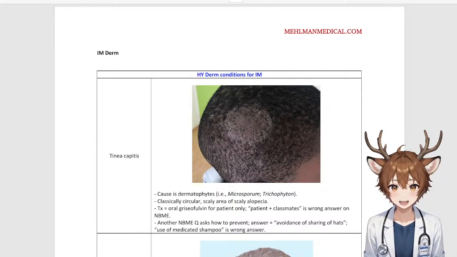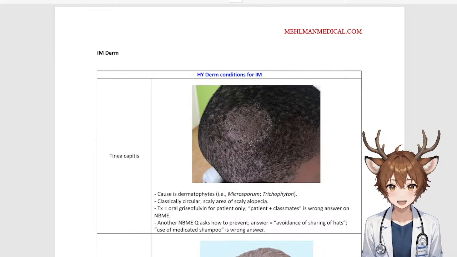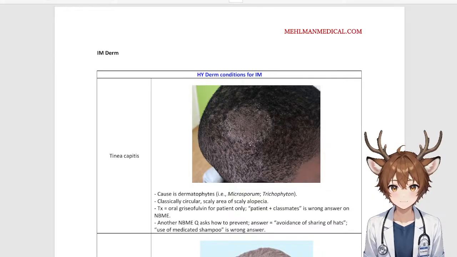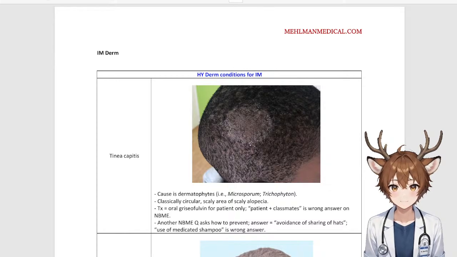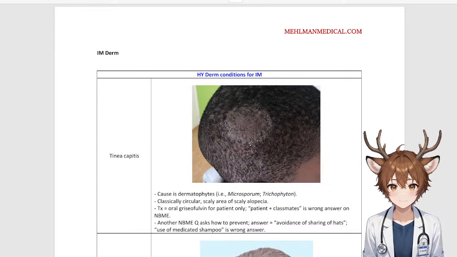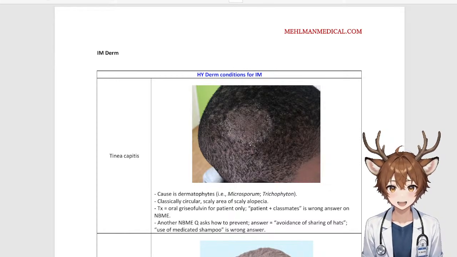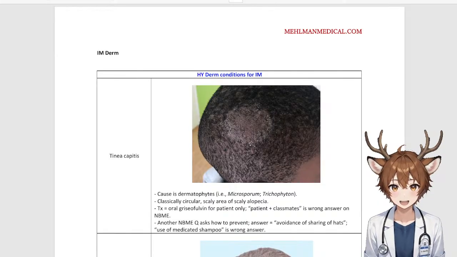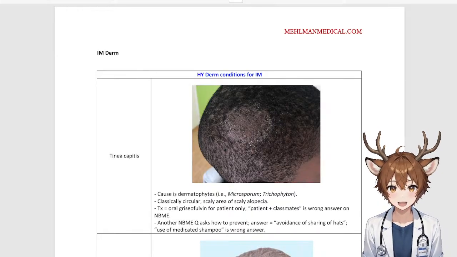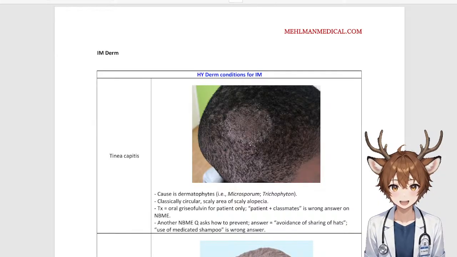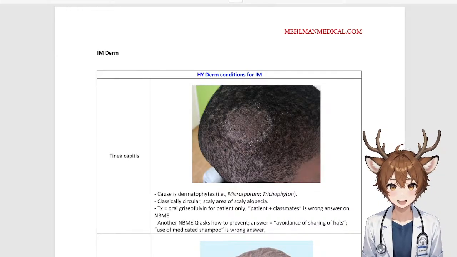High-yield derm conditions for internal medicine. Tinea capitis. Cause is dermatophytes, that is to say Microsporum and Trichophyton. Classically a circular, scaly area of alopecia. Treatment should be oral griseofulvin for the patient only. Patient plus classmates is the wrong answer on NBME.